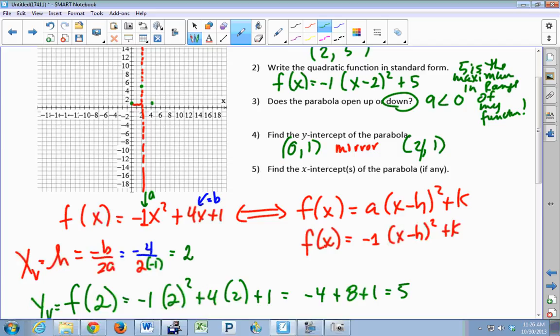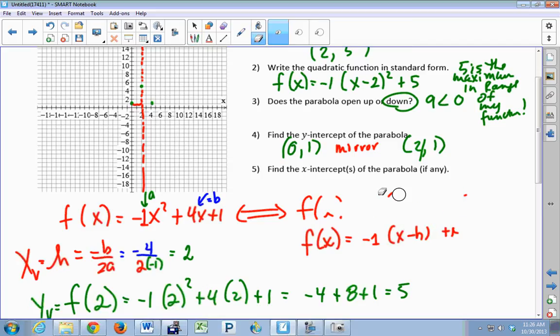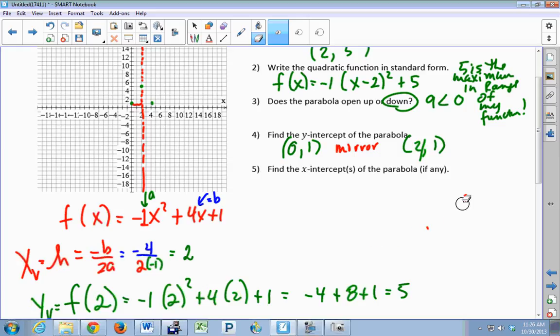So now I just have to find my x-intercepts. Okay, so let's do that. That's not a problem. We're going to just set my equation equal to 0. My equation is negative 1x squared plus 4x plus 1. You might say, why am I using that form? Because that's how I'm used to solving quadratic equations, with it in the form ax squared plus bx plus c.